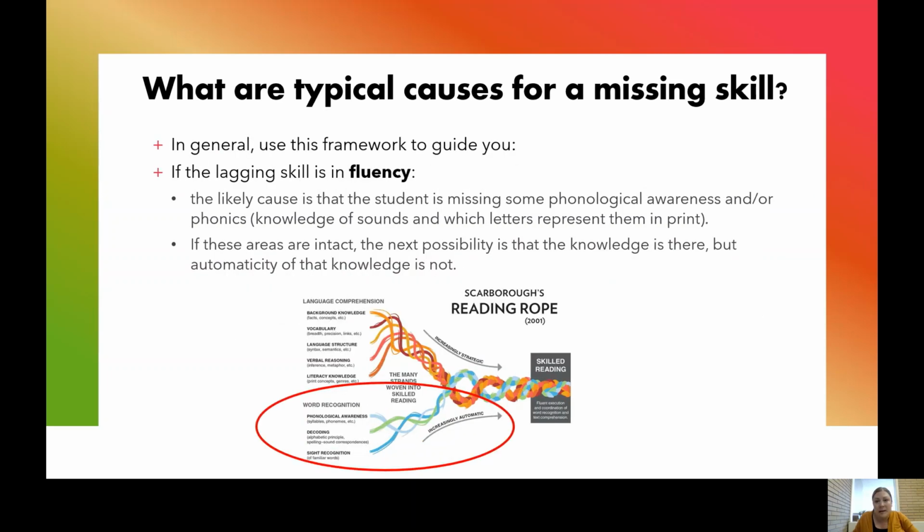If a student is struggling in the area of fluency, the student is likely missing phonological awareness and/or phonics. You may be noticing a trend here. The clues are all leading back to the same root causes.